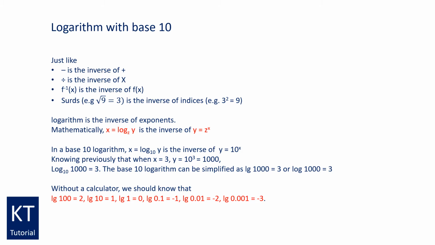Without a calculator, we should know that the log of 100 is 2, the log of 10 is 1, the log of 1 is 0, the log of 0.1 is minus 1, the log of 0.01 is minus 2, and the log of 0.001 is minus 3 when it is a base 10.